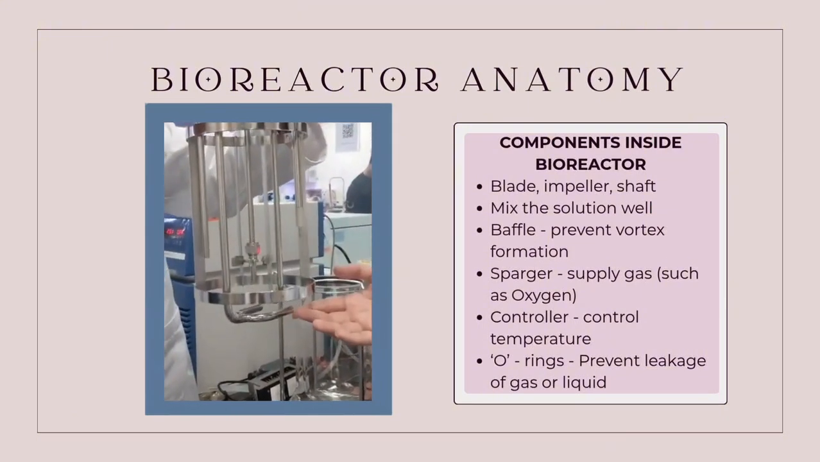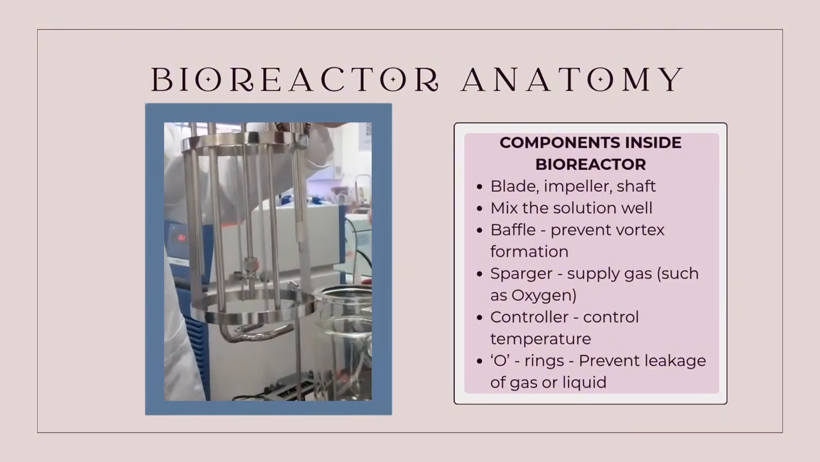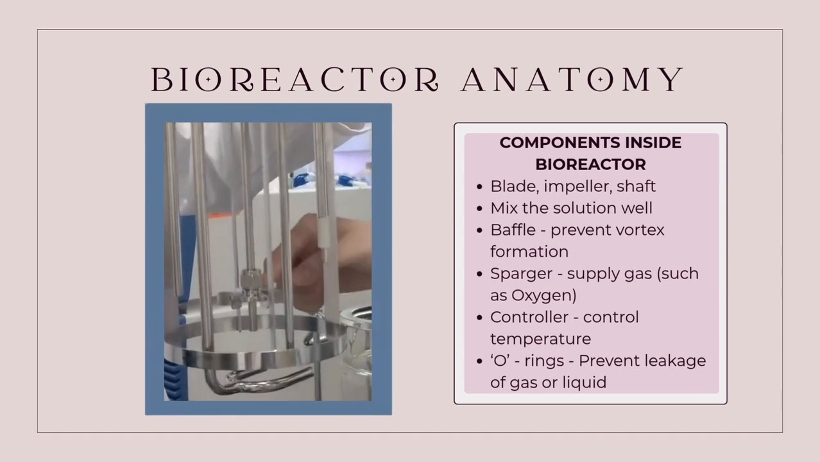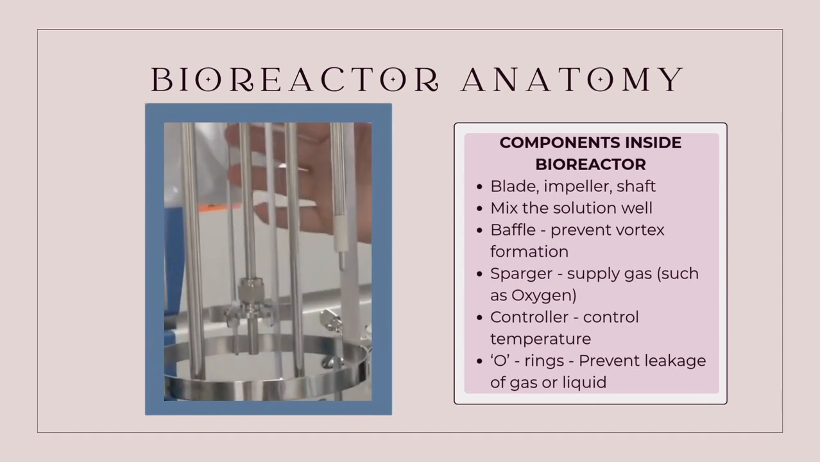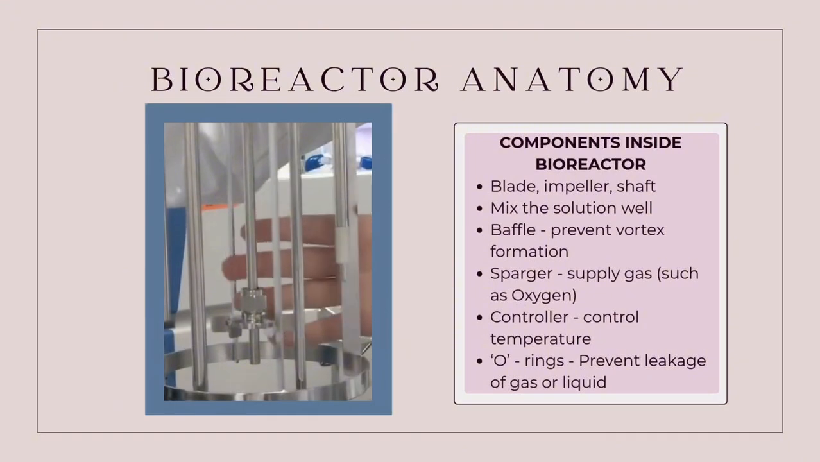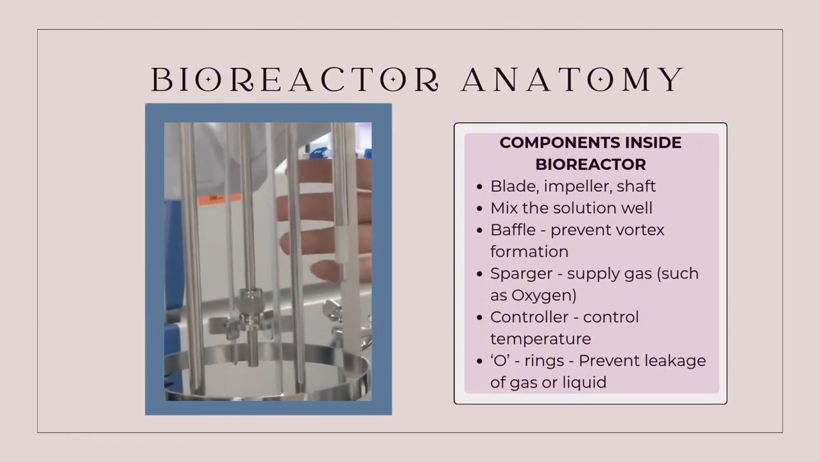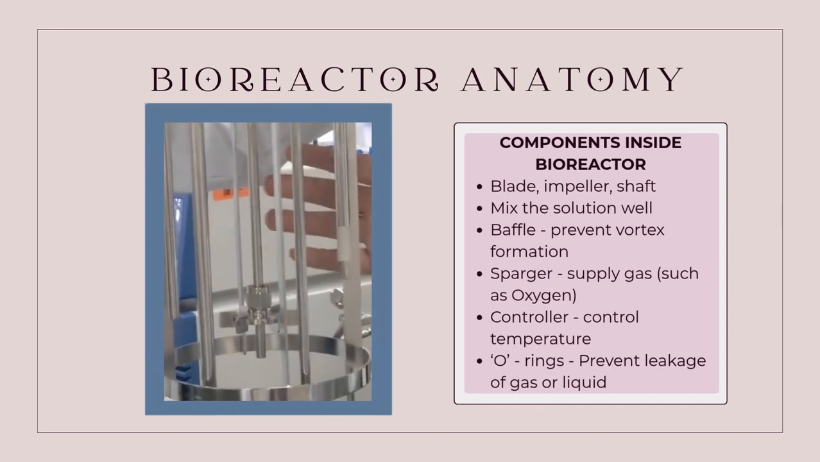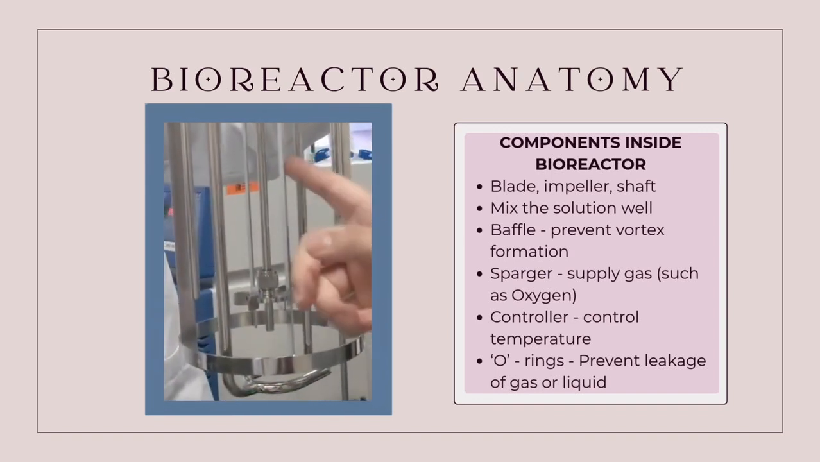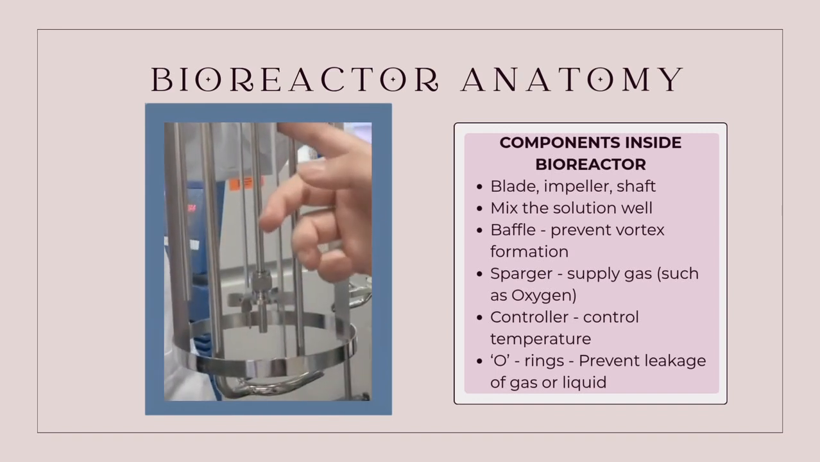So these are the components inside the bioreactor. This is the blade, this is the impeller, and this is the shaft. The main function of these components is to mix the contents of the bioreactor, for example microbes, during the process. And this is the baffle.